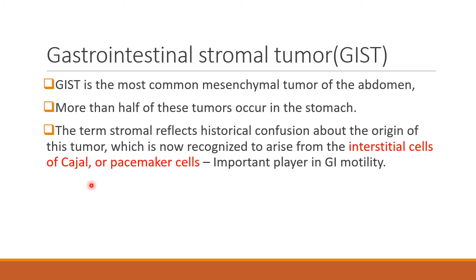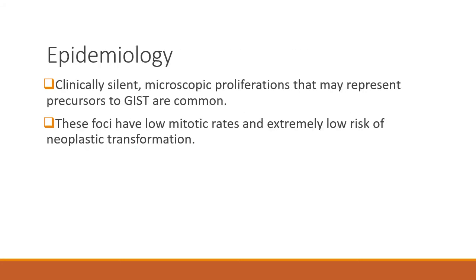So these pacemaker cells that are present in the muscle layer of the gastrointestinal tract are an important player in the GI motility. So that mediate the peristaltic movement of the gastrointestinal tract. And the tumor that arise from these cells are known as the GIST.